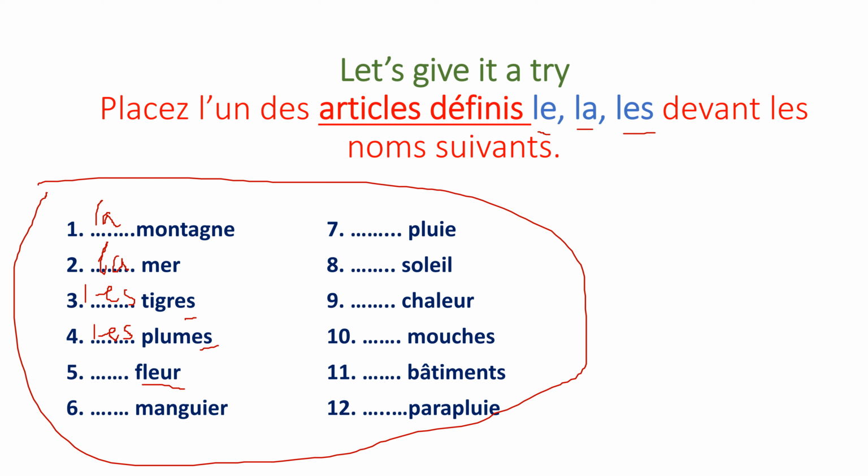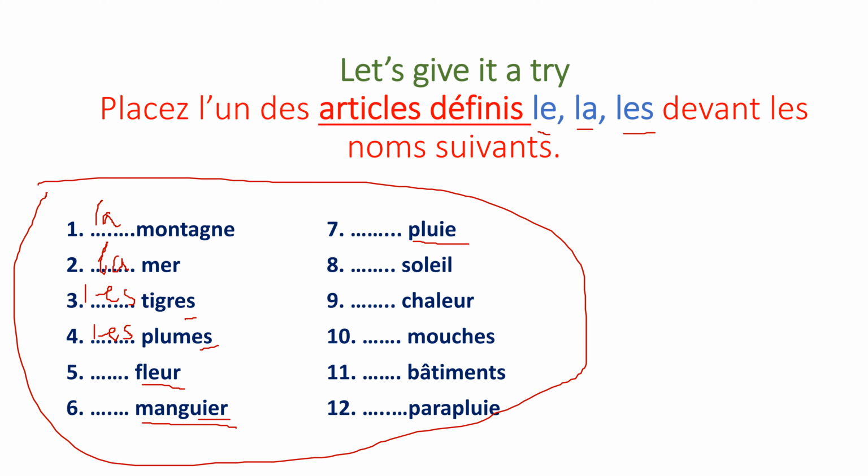Now, fleur, I'm not going to tell you. You can check it out. How about manguier? Now, based on the previous lesson we did on the formation of feminine nouns, words ending in IER, how do we get their feminine? Remember that? So based on that, you should be able to tell whether manguier is masculine or feminine. You do know what is a manguier. A manguier is a mango tree, a sweet fruit. So you look it up and then you tell me what you should put here.